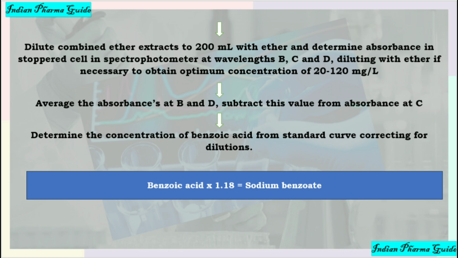And finally, take the average absorbance at D and B, subtract this value from the absorbance at C and determine the concentration of the benzoic acid from the standard curve, correcting for dilutions. Formula for benzoic acid determination: benzoic acid multiplied by 1.18 equals sodium benzoate.